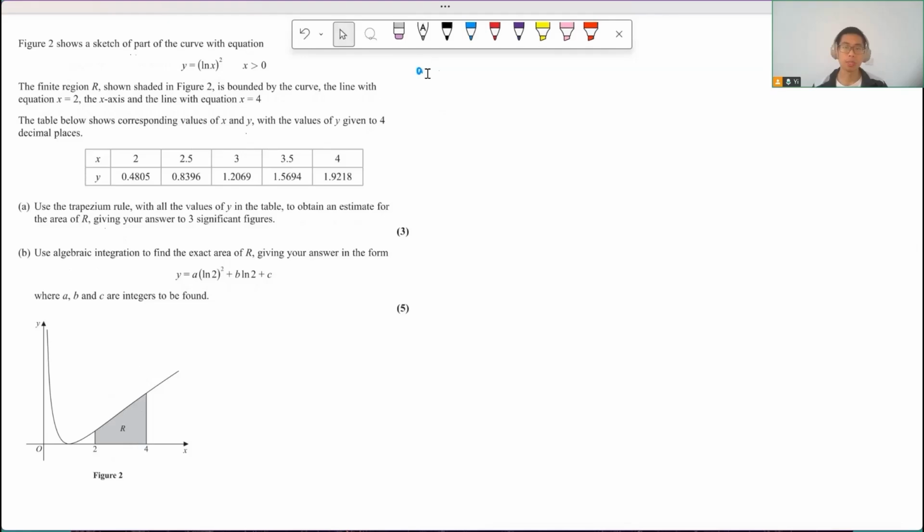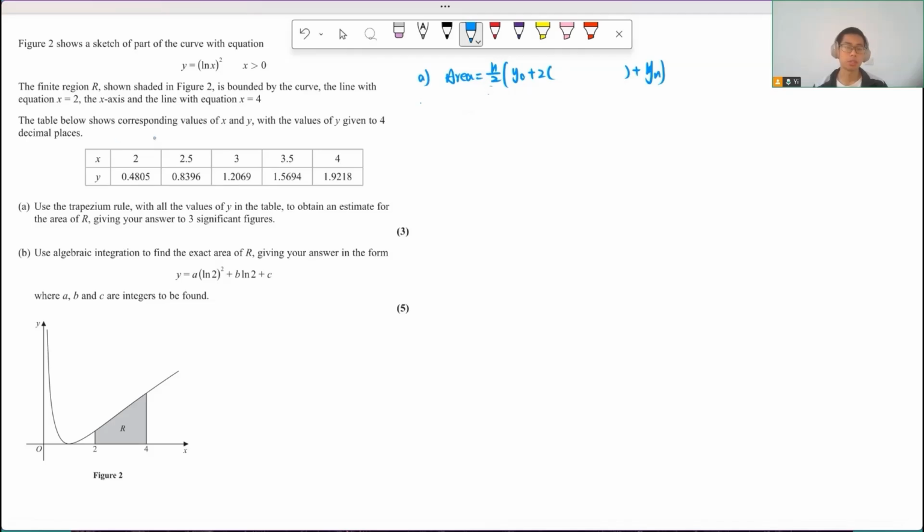So for part A, we just have to use the trapezium rule to work out the area. The trapezium rule formula is h over 2, and then the first y value and the last y value, we only use once, and all the y values in the middle, we use twice. So first we need to work out what h is.